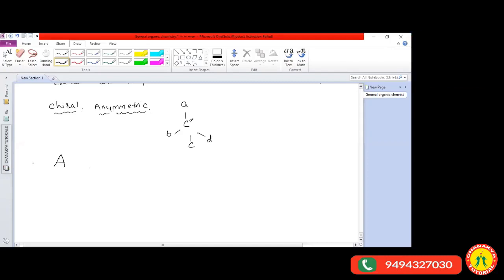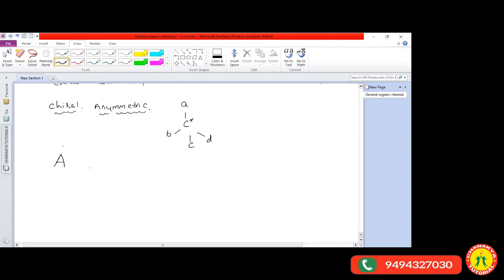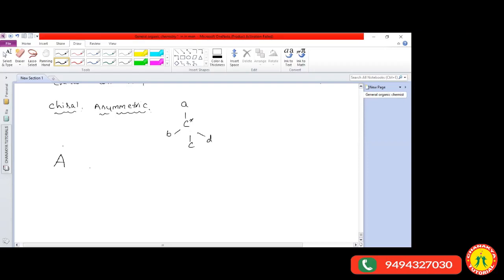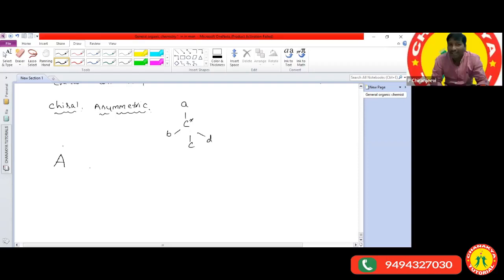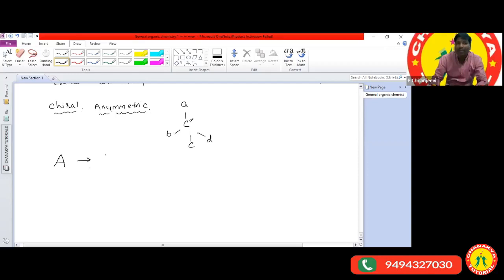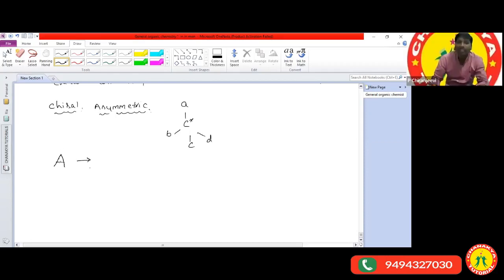Is it optically active, sir? Optically active or optically inactive? If we cut vertically, both halves are symmetric. Any direction you can cut, that is my question. Optically active or optically inactive, in every direction. It's not symmetric, it's asymmetric, sir.